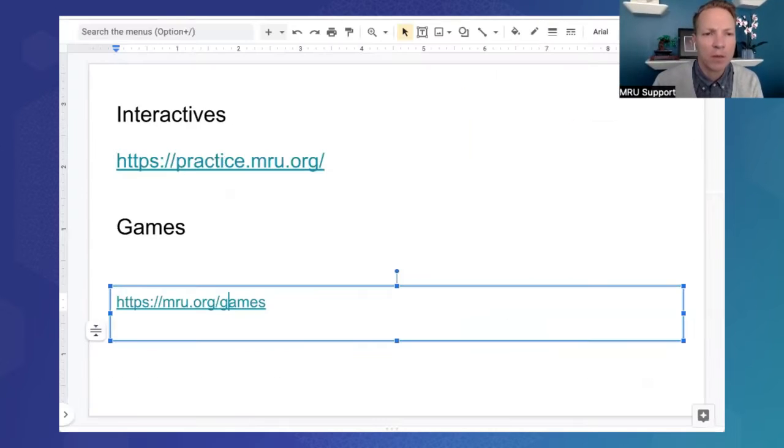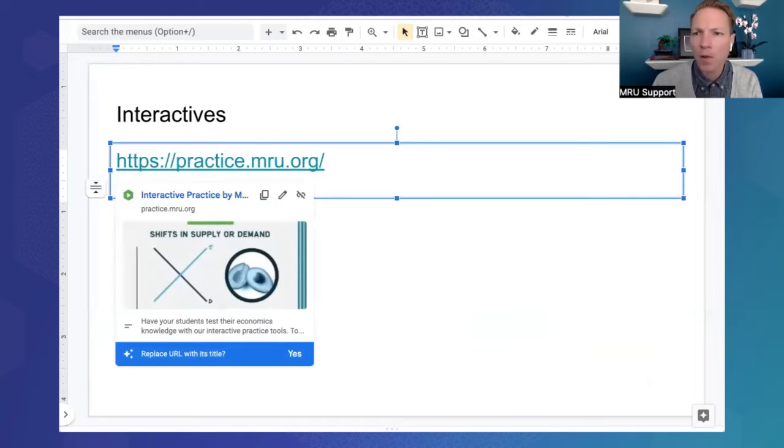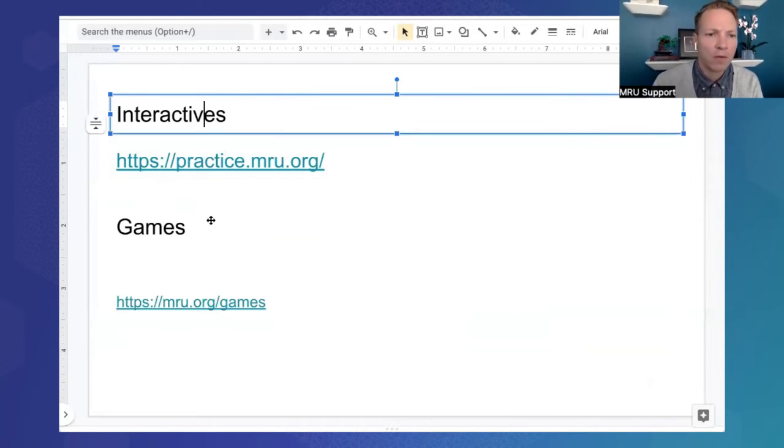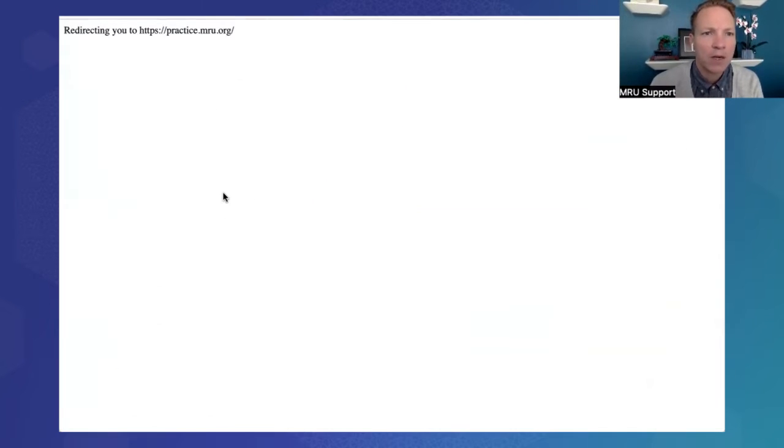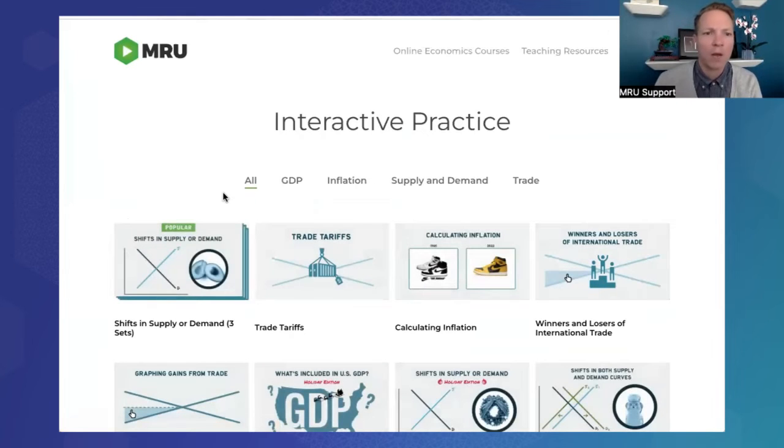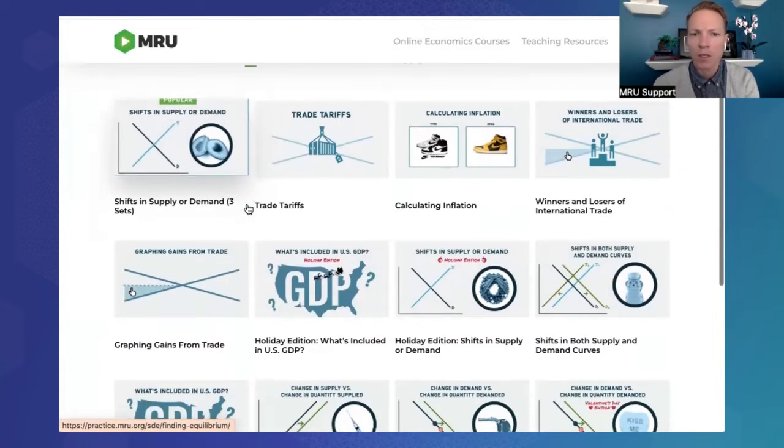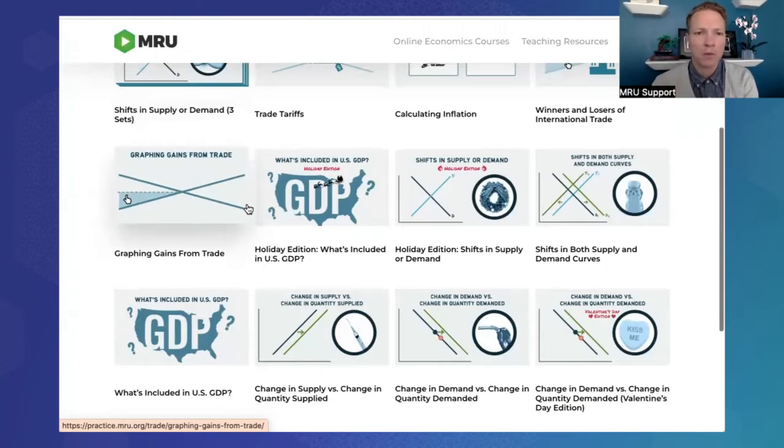The other thing I wanted to show you. We're going to be focusing primarily on the games today, walking through these games. But if you're interested in interactives: at MRU, we're a nonprofit and we build free economic resources for teaching both high school and college. One of our focuses this year and going into next year is building out these interactive practices. Today we'll be doing in-person games where your students get up, walk around, talk to each other, and play the game.